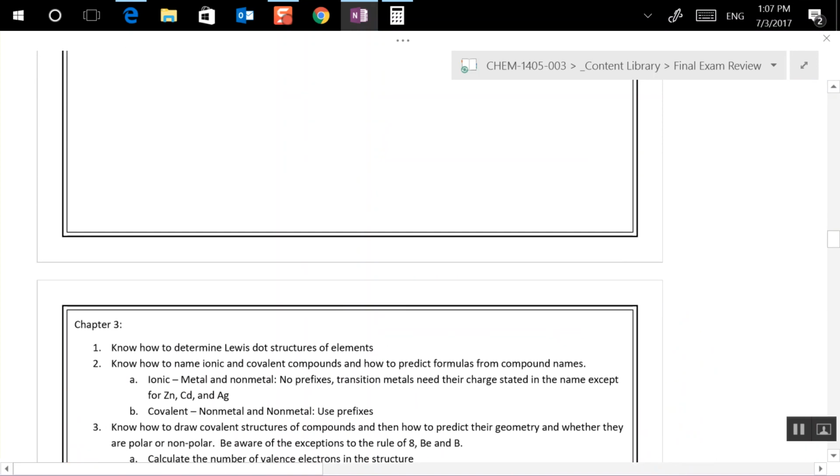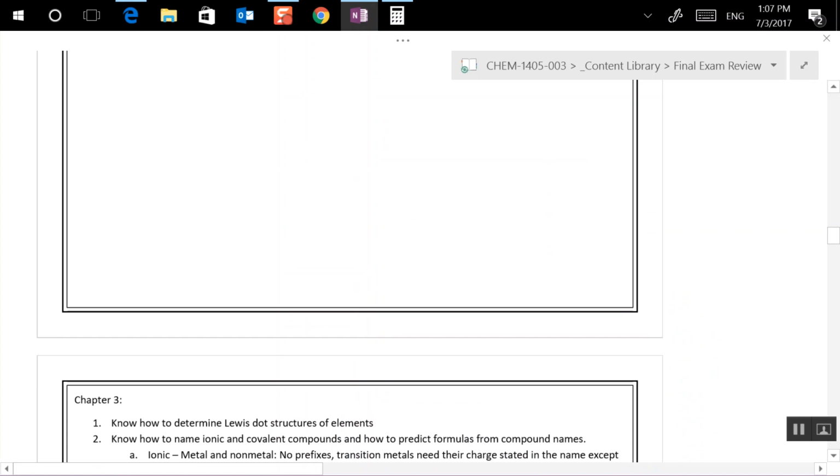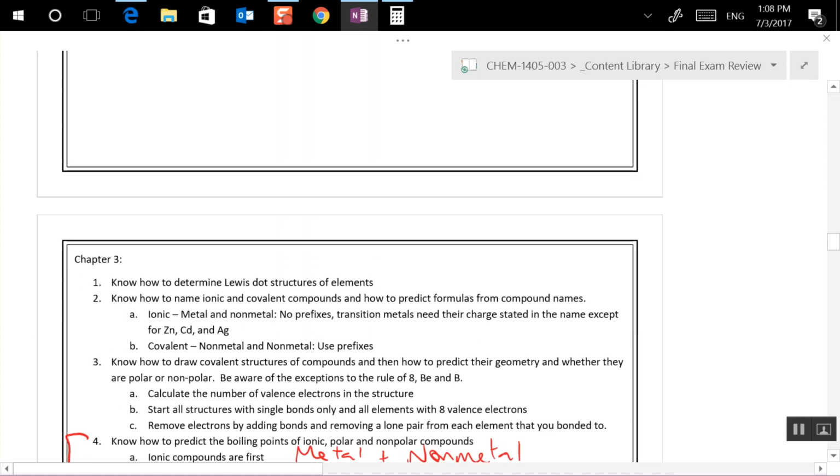What are the exceptions to naming transition metals with Roman numerals? Good. Zinc, cadmium, and silver. Those are the three transition metals that you do not have to state the charge in the name, because they're always zinc 2 plus, cadmium 2 plus, silver plus. It's always that. So you don't have to state it in the name. And those three are right there, labeled for you.